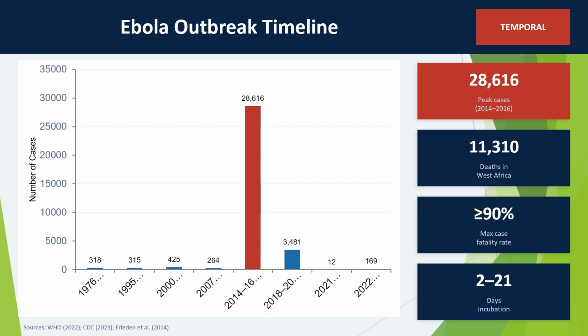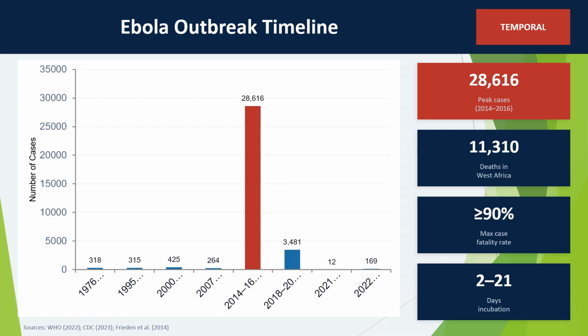This chart shows the number of confirmed cases in major Ebola outbreaks from 1976, when the virus was first identified in the Democratic Republic of Congo, through 2022. As you can see, most outbreaks were relatively contained, in the hundreds of cases. However, the 2014 to 2016 West Africa outbreak stands in dramatic contrast. It resulted in 28,616 confirmed cases and over 11,310 deaths, making it by far the largest Ebola outbreak in history.